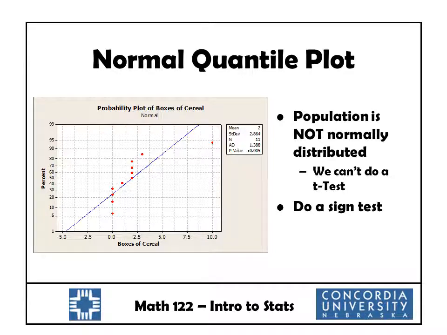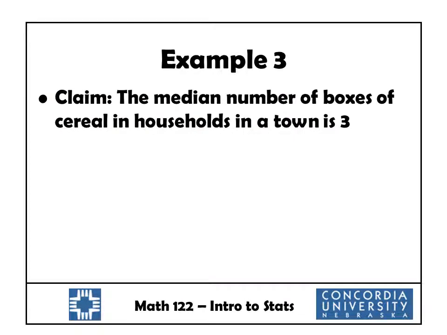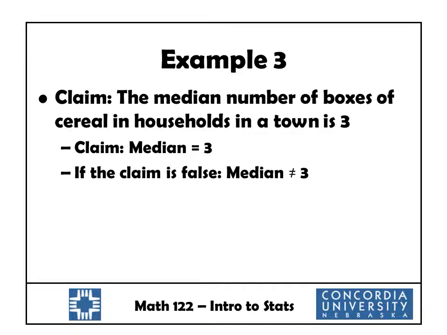So instead of doing a t-test, we're going to do a sign test. To do a sign test, we're going to restate our claim a little differently. The median number of boxes of cereal in households in a town is 3. So instead of making a claim about the mean, we're going to test a claim about the median. Now this is not equivalent to the original claim, but it's very similar. So the claim in mathematical notation is that the median equals 3. If false, then it's not equal to 3. The null is that it equals 3, and the alternative is that it is not equal to 3.